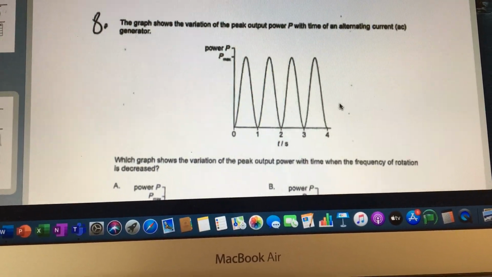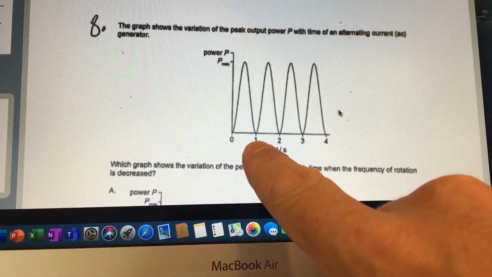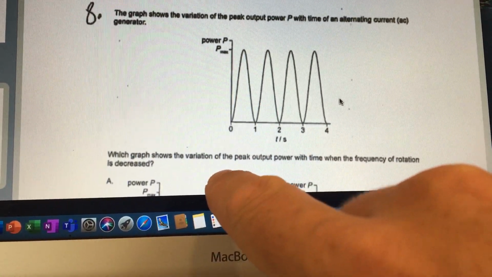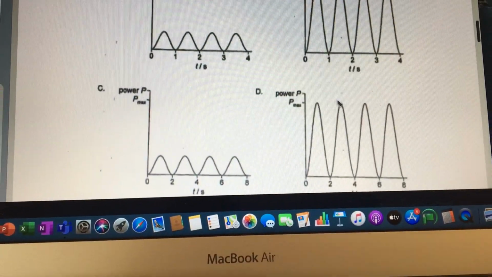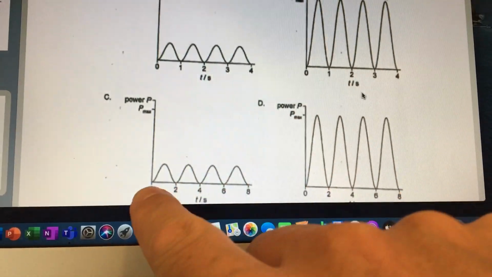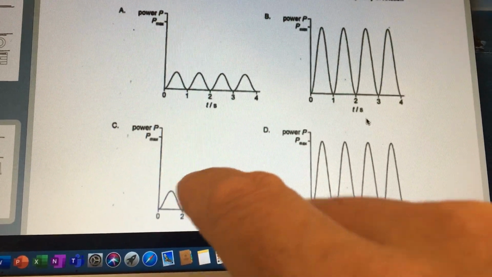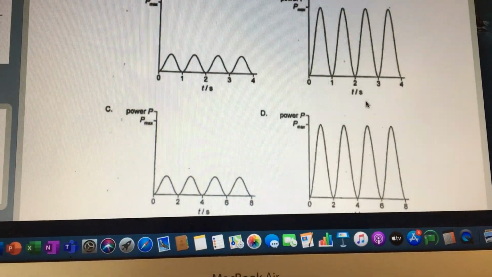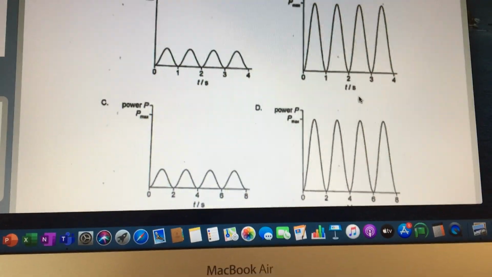Here's our initial pattern. You can see the time period of them is 1. If we make the frequency less, then the time period has got to be more than 1, which means that that's the same frequency and that's the same frequency. These are less, so it's C or D, and then you're making the frequency less, so the field lines cut per second is going to be less, so power is going to be less, so it was C. Here's my thought train on that.